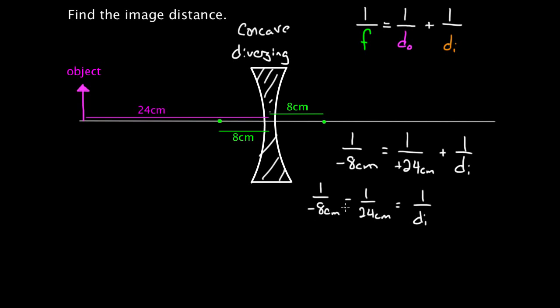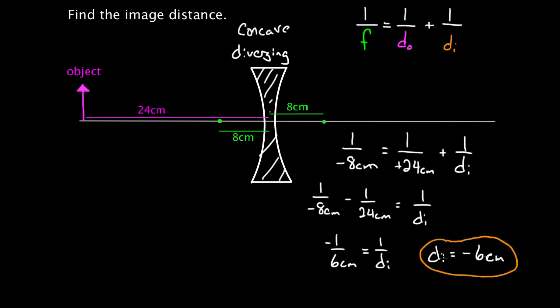Okay, so if I solve this on the left-hand side, turns out you'll get negative 1 over 6 centimeters equals, well, that's not what DI equals, that's what 1 over DI equals. So don't forget, at the very end, you have to take 1 over both sides. So if I take 1 over both sides, my DI turns out to be negative 6 centimeters.